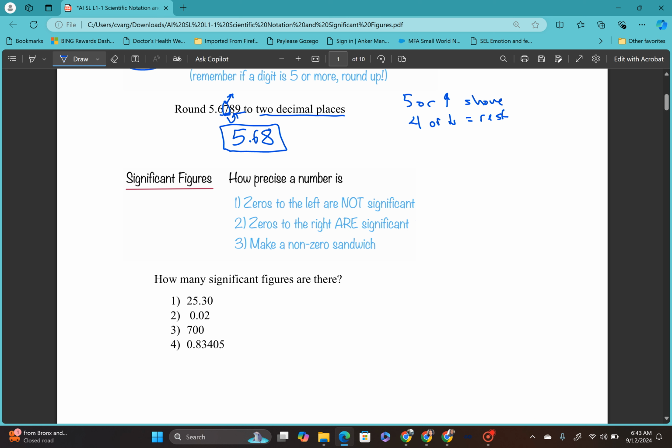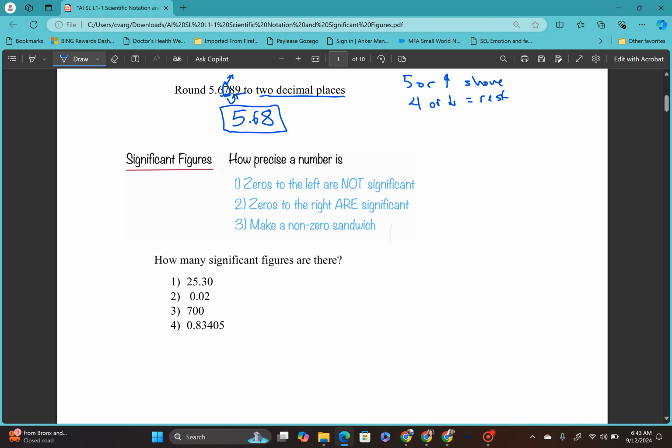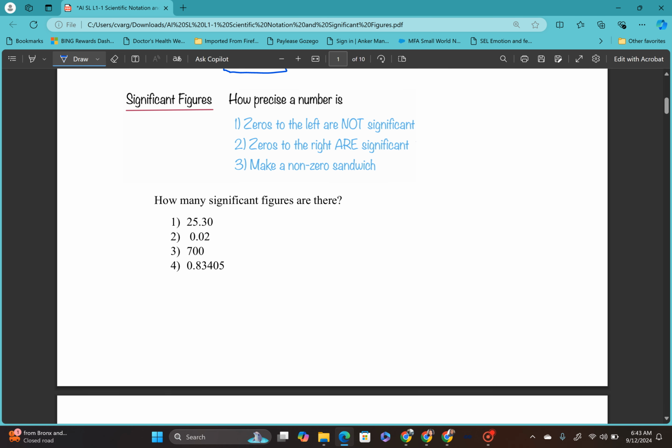The next thing we're going to be going over is significant figures, and that's how precise a number is. This really comes in handy to know which numbers are non-zero, and so non-zero numbers are numbers like 1 through 9, and 0 is obviously a 0. Okay, so let's go ahead and take a look at the three rules that we have. So zeros to the left are not significant. So what do I mean by that?